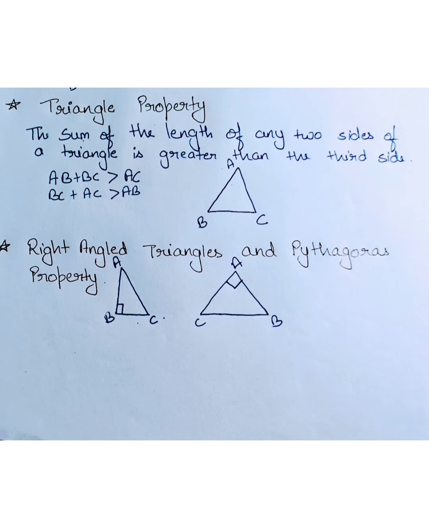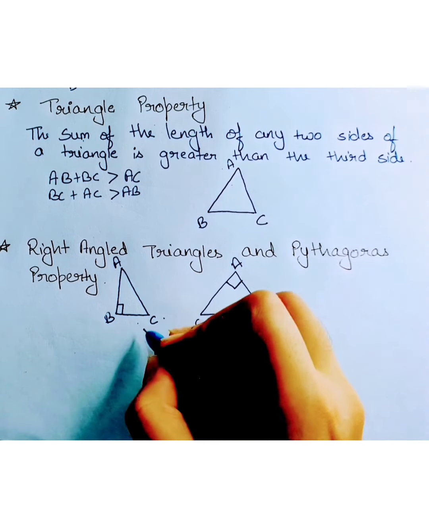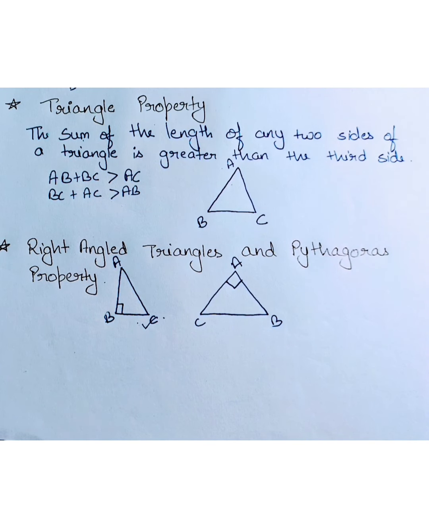Now next we'll study Pythagoras property. Pythagoras property can only be applied when the given triangle is a right angled triangle. So we'll understand this property using this triangle. So let us understand what Pythagoras property is.